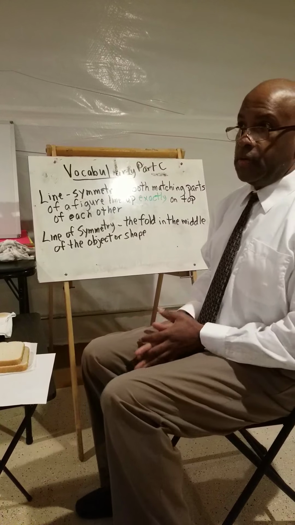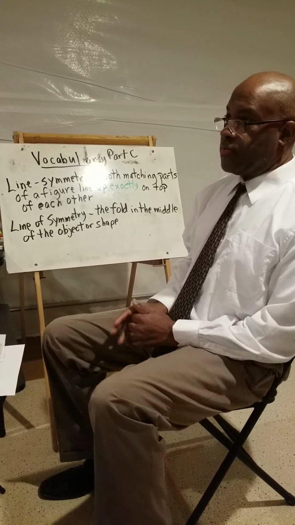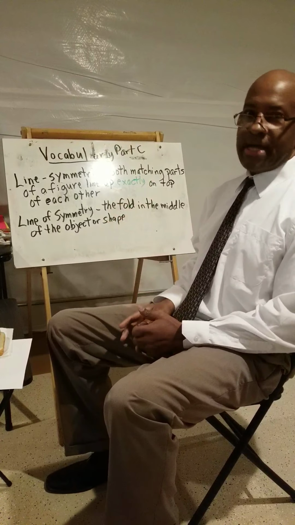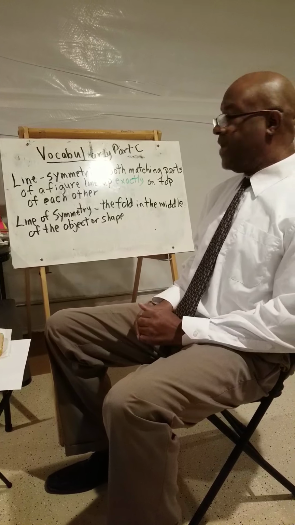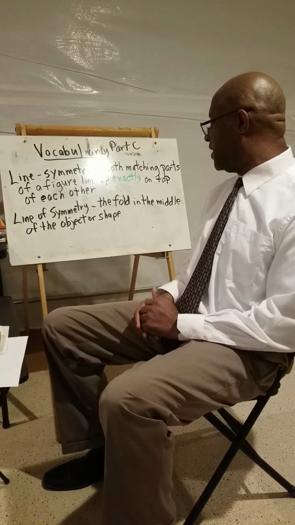Just as a quick review again with the vocabulary. Line symmetric, that's when you have both matching parts of a figure. They line up exactly on top of each other. And then the line of symmetry is the line or the fold in the middle of the object or shape.